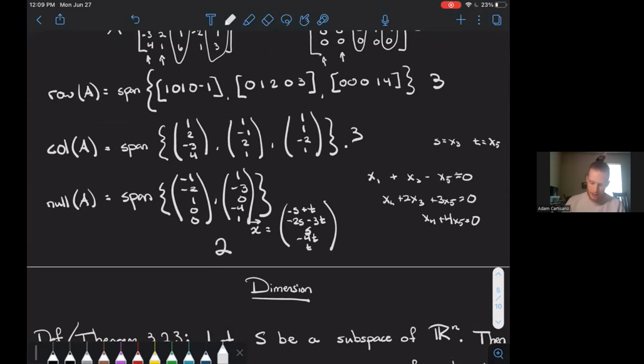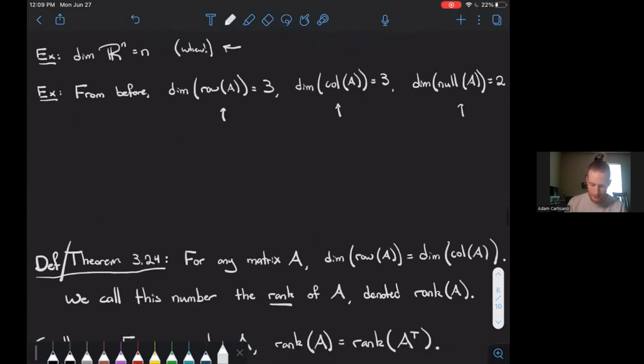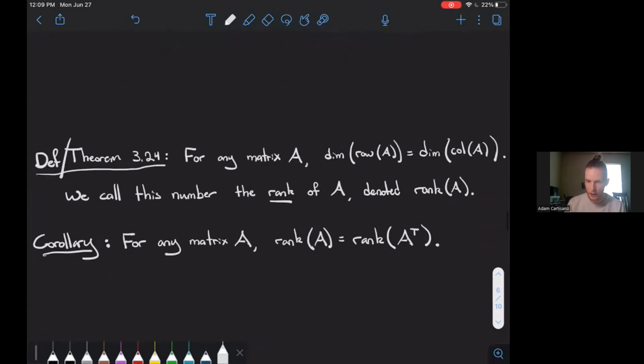Now, it is not a coincidence that these two are the same number, nor is it a coincidence that the sum of these two numbers is equal to 5, which is the number of columns inside of the matrix. We're going to state both of those facts as theorems. Both of them are pretty substantial theorems.